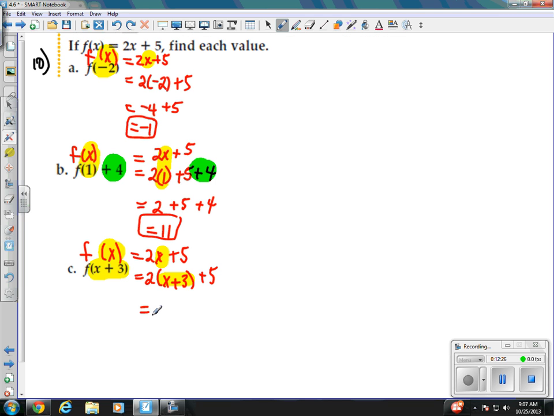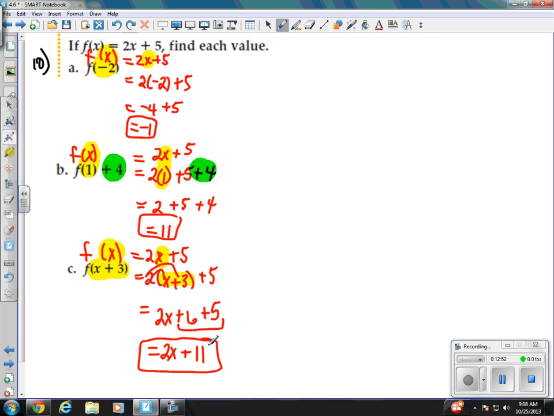Alright, now we're just going to solve it out. So for this one, I have to distribute and say 2 times x is 2x. Drop down my plus sign. 2 times 3 is 6. Drop down my plus 5 because it's on the outside. Now combine like terms. So keep my 2x. I have no other x's. I can say 6 plus 5 is 11.